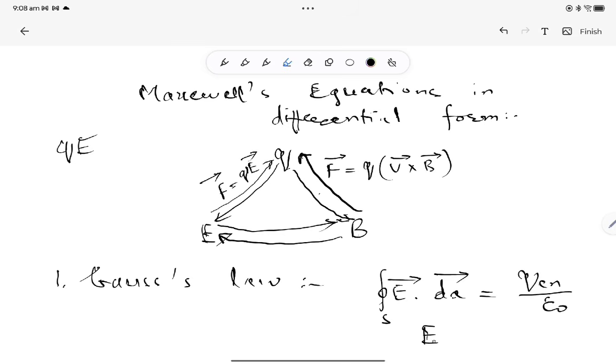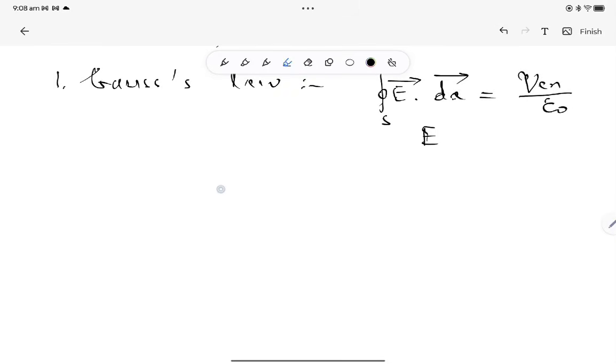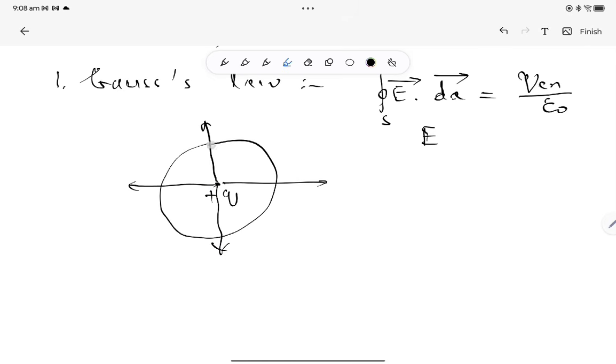Now, why do we express it like this? Yes, let us see. Suppose you have a charged particle Q, and then it is electric field, electric flux, and so on. You have a closed surface S. You want to calculate what is electric flux through this surface.